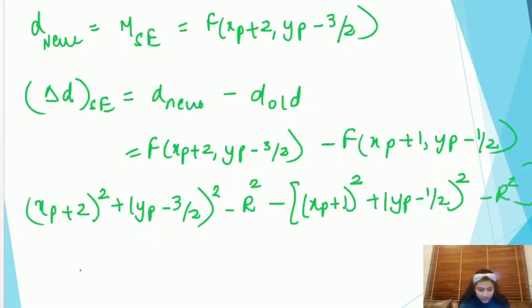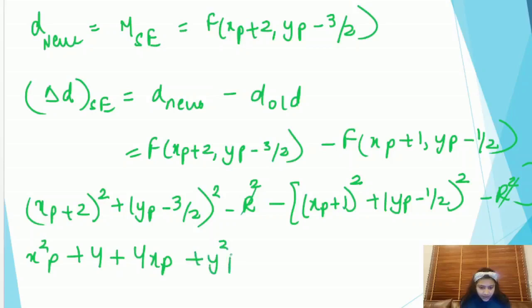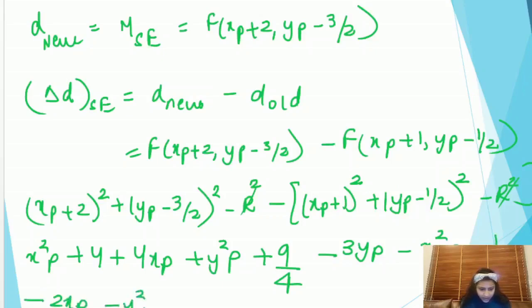Now when we solve this, this will come out to be x square p, plus 4xp, plus y square p plus 9 by 4 minus 3yp, and r square is cancelled. From here we will be left with minus x square p minus 1 minus 2xp minus y square p minus 1 by 4 plus yp.